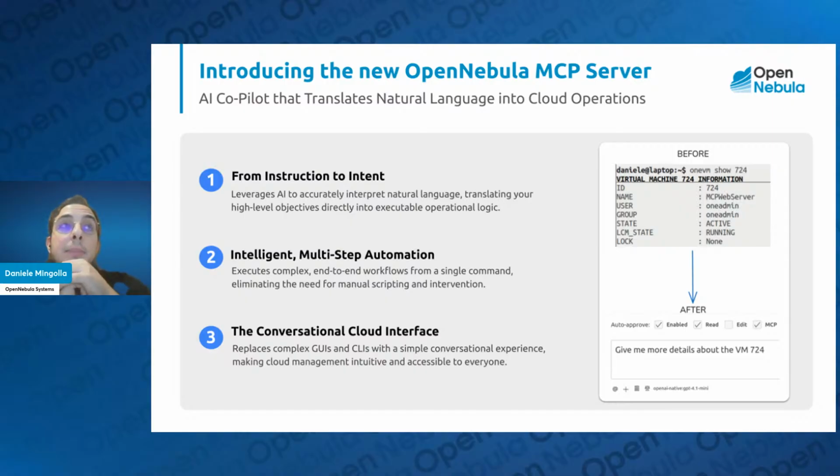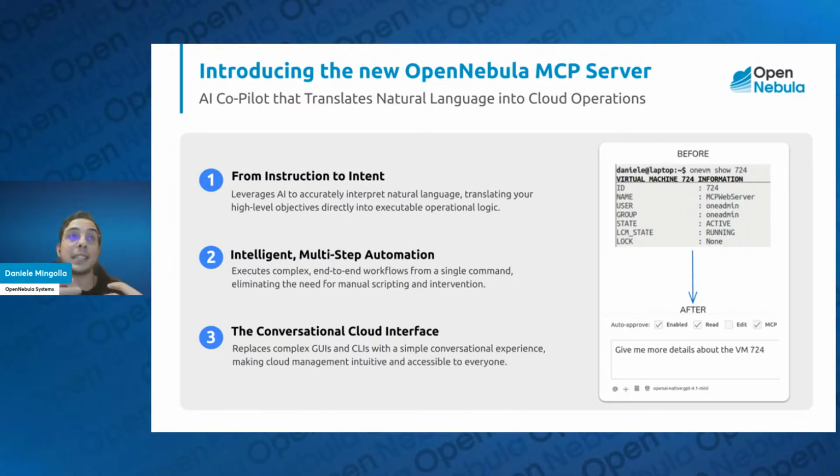Okay, so as Marco said previously, the MCP server is very important because it allows us to have an intent-based system, right? So we can translate natural language into cloud operations, specifically in this case because we are talking about OpenNebula. So from instruction to intent, this means that AI can interpret natural language and translate your objective directly into OpenNebula commands and into executable operational logic.